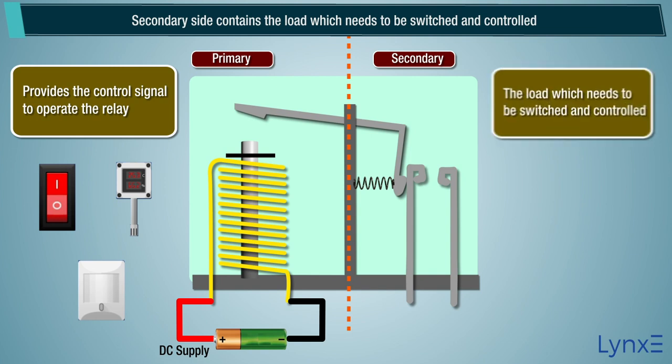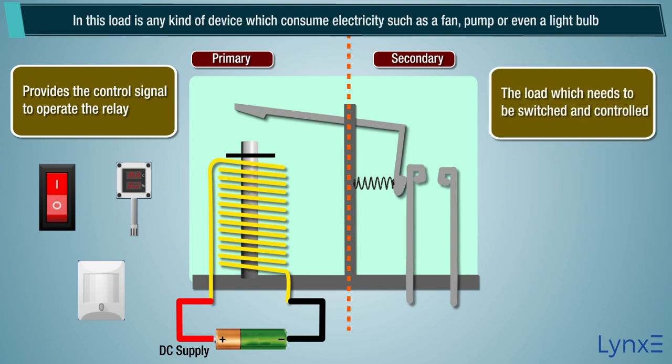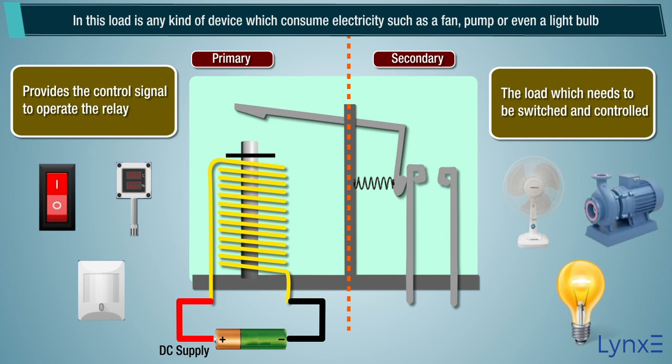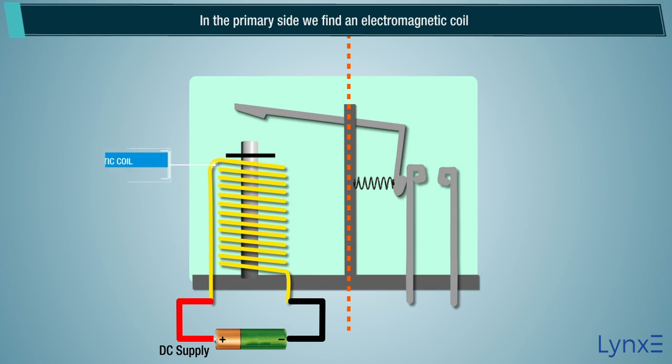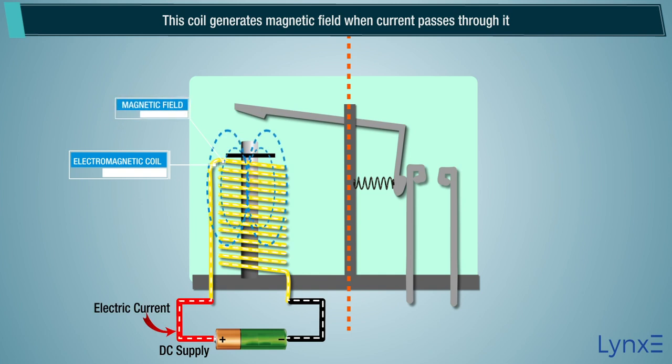The secondary side contains the load which needs to be switched and controlled. The load is any kind of device which consumes electricity, such as a fan, pump, or even a light bulb. In the primary side, we find an electromagnetic coil. This coil generates a magnetic field when current passes through it.